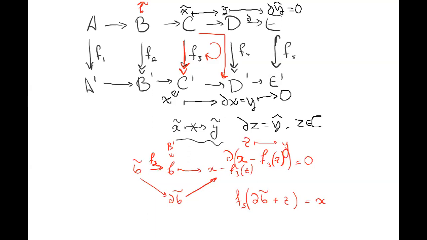Okay, is it clear? Well, because, okay, so this is D, and this is F3. Yeah, okay. So, are there any questions?